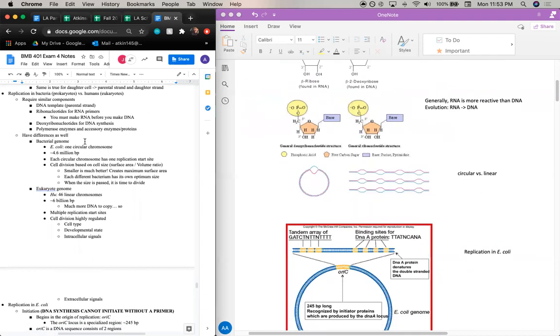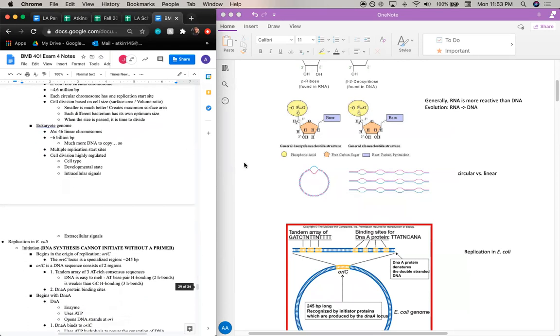As far as a bacterial genome goes, E. coli has one circular chromosome, so I kind of have that right here, and there's around 4.6 million base pairs. Each circular chromosome has one replication start site. And we know that cell division is based off of cell size, which I'm sure you've heard before. We want a high surface area to volume ratio, which is typically why we see cells being spherical and very small, because we want that higher ratio. However, each different bacterium has its own optimum size, so they're going to be a little bit different across. When the size is passed, it's time to divide.